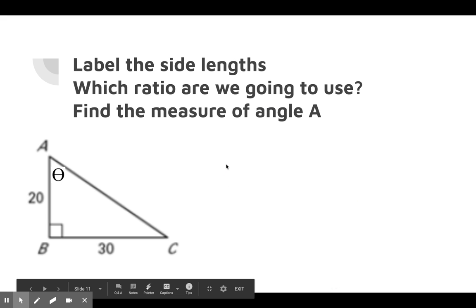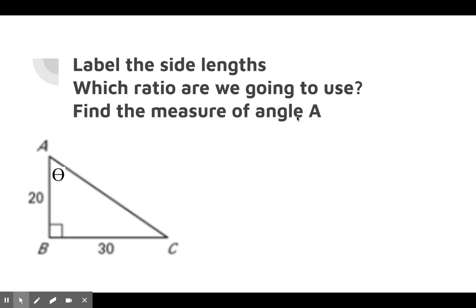Let's go for some examples. Label the side lengths, decide which ratio you're going to use, and find the measure of angle A. In angle A, we have theta. That's the angle that we're looking for. Opposite of theta is 30, so that's opposite. We see that 20 is our adjacent side. We have opposite and adjacent, which means we're going to use tangent. So we set it up. Our equation is tangent theta is equal to opposite, which is 30, over adjacent, which is 20.